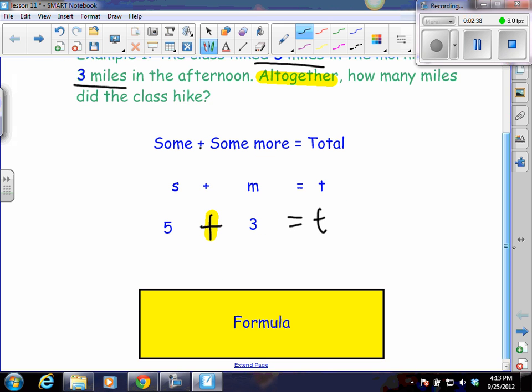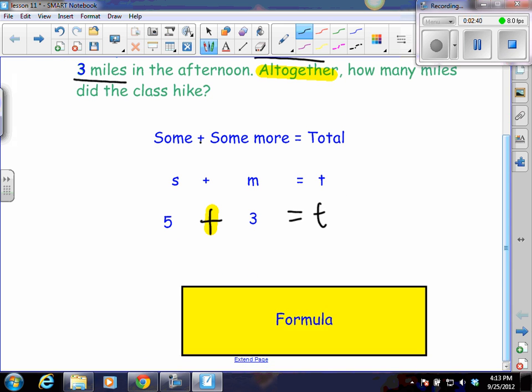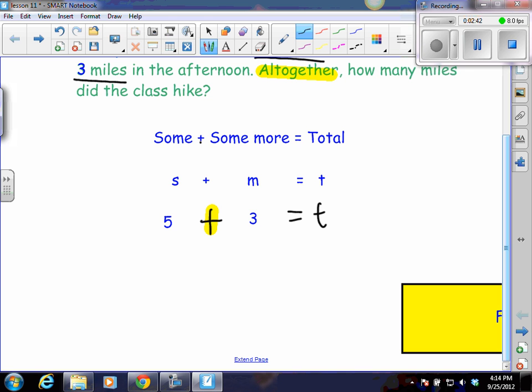Step 1, write the equation. Step 2, of course, is to find the missing number. In this case, we're solving for T. Since the T is by itself right here on this side, we can go ahead and solve right away. So we can take the 5 plus the 3, which equals 8. And so we can say that 8 equals T, just like we have there on the board.